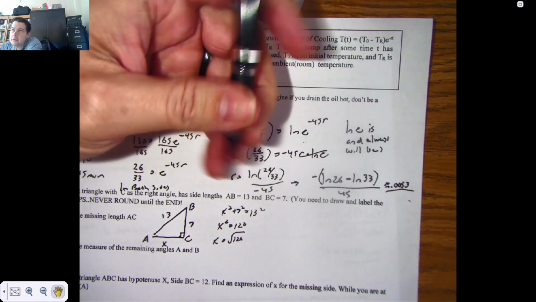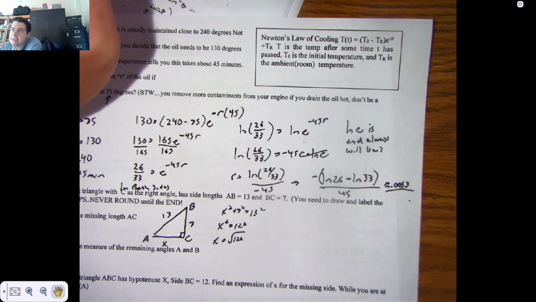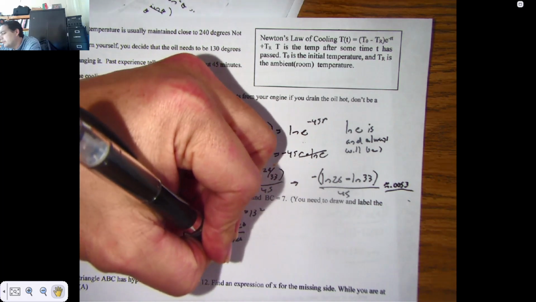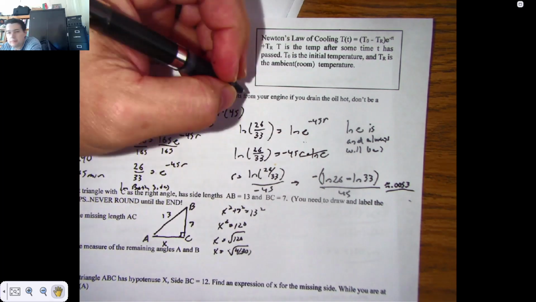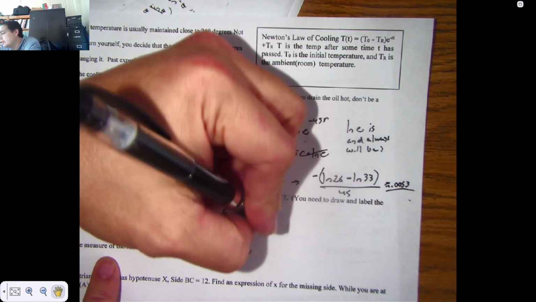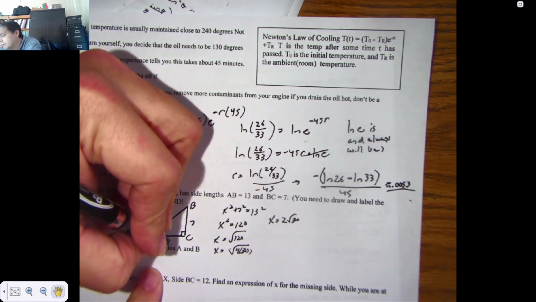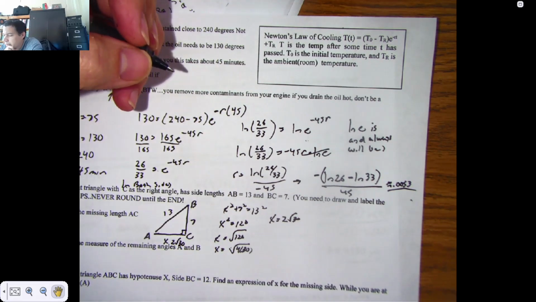To get to 120, what do you do? You do 15 times something, don't you? 15 and 8, you can do better. Apparently I'm having a brain fart. I guess the best you can do on this is probably 4 times 30. Square root of 4 times 30. That's the best pair to use. So X would be 2 root 30. Now, that was the goal, find the missing side length AC.